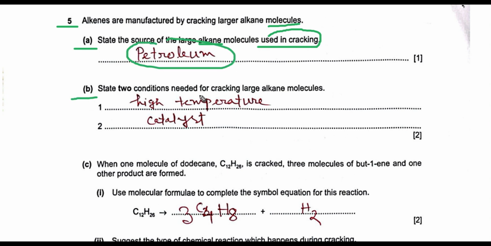B. State two conditions needed for cracking large alkane molecules. Two conditions: high temperature is needed, and a catalyst is needed.